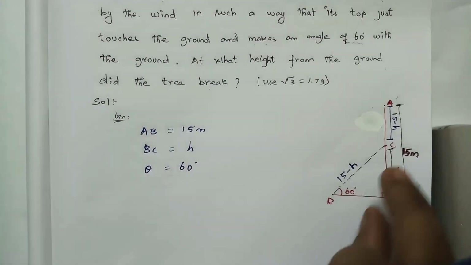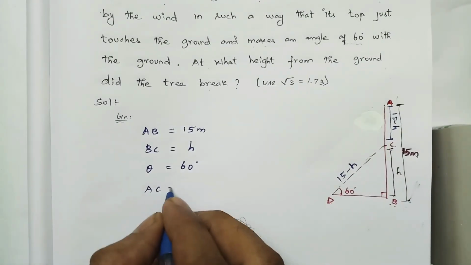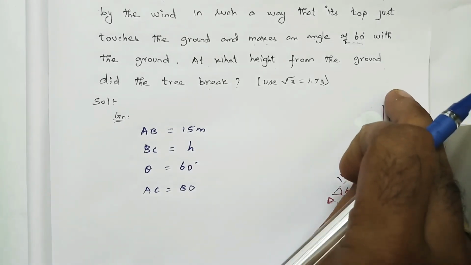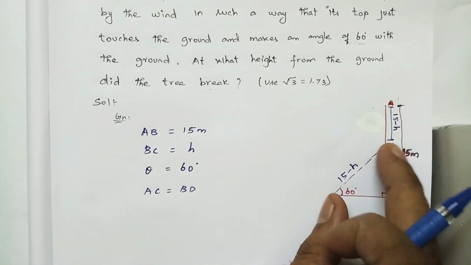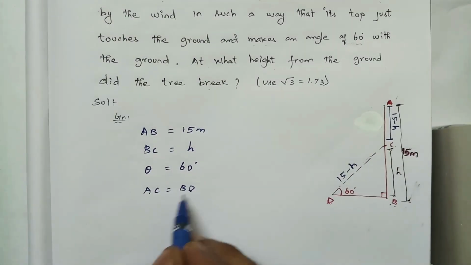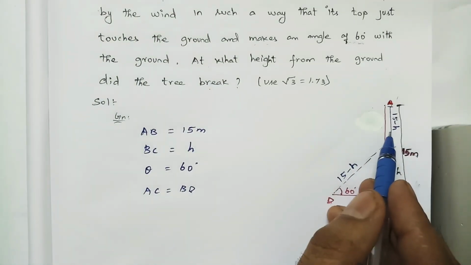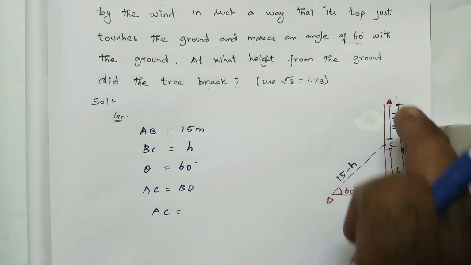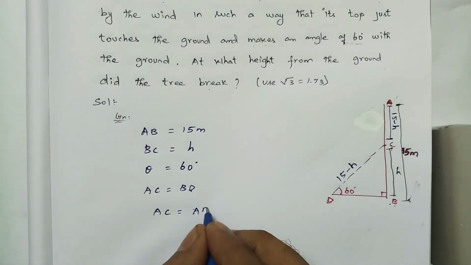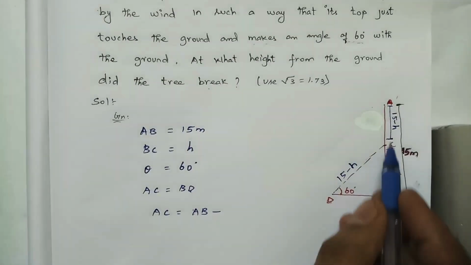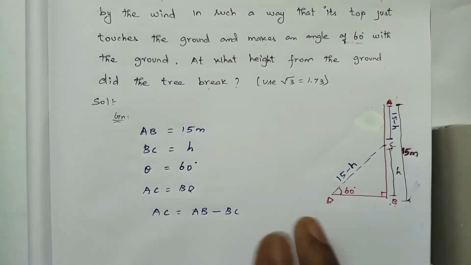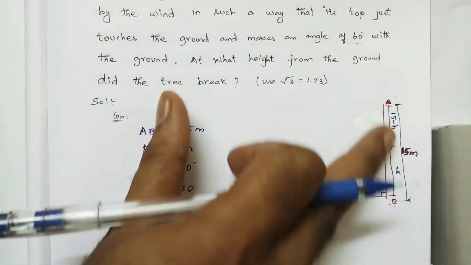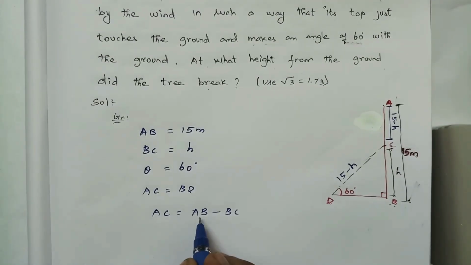And already we know that AC is equal to BD, because both the parts are same. The broken part is now lying on the ground. So AC is equal to BD. So AC equal to 15 minus H. How? Very simple. AC part is equal to AB minus BC. Among the AB, just remove the BC, then the remaining part is AC.